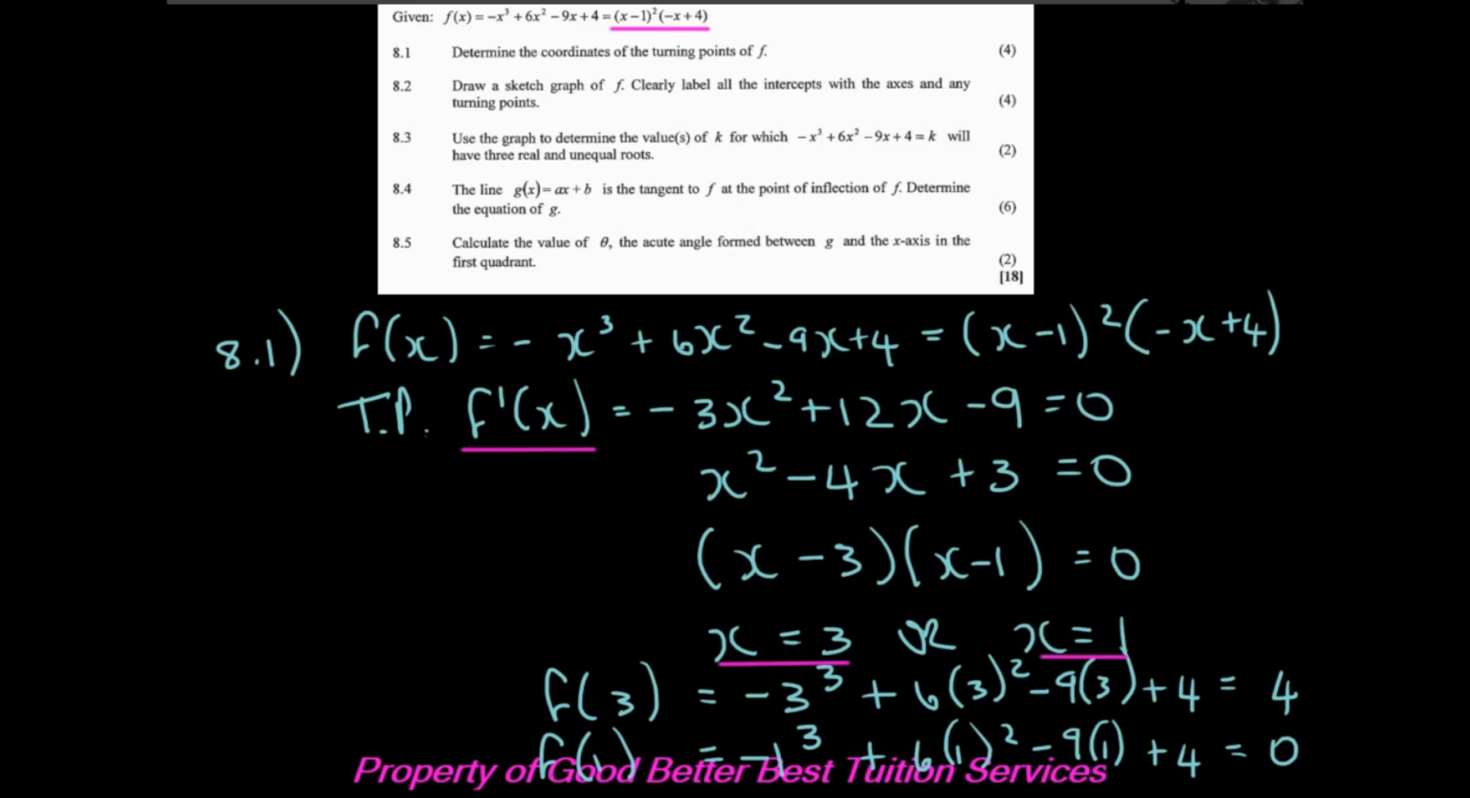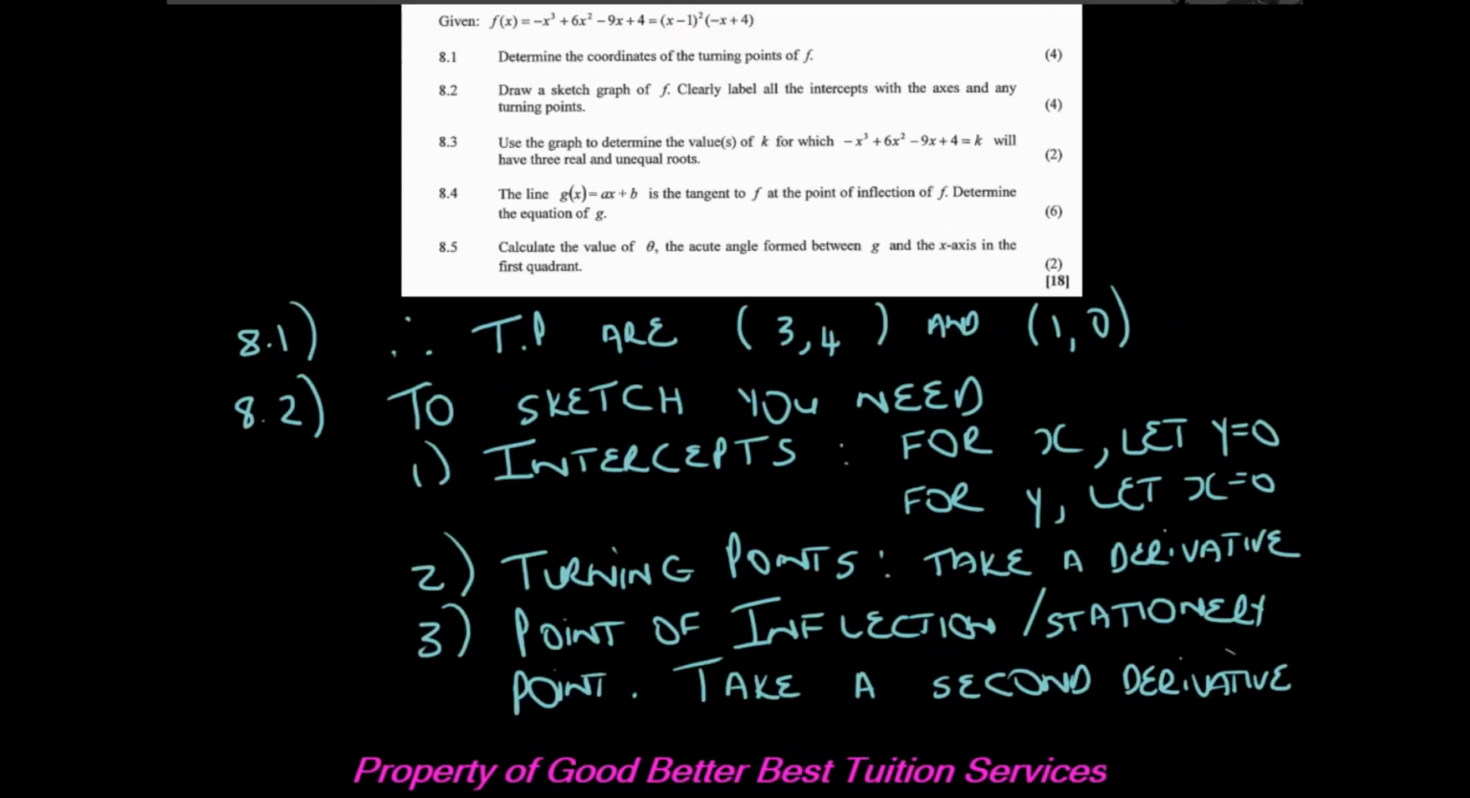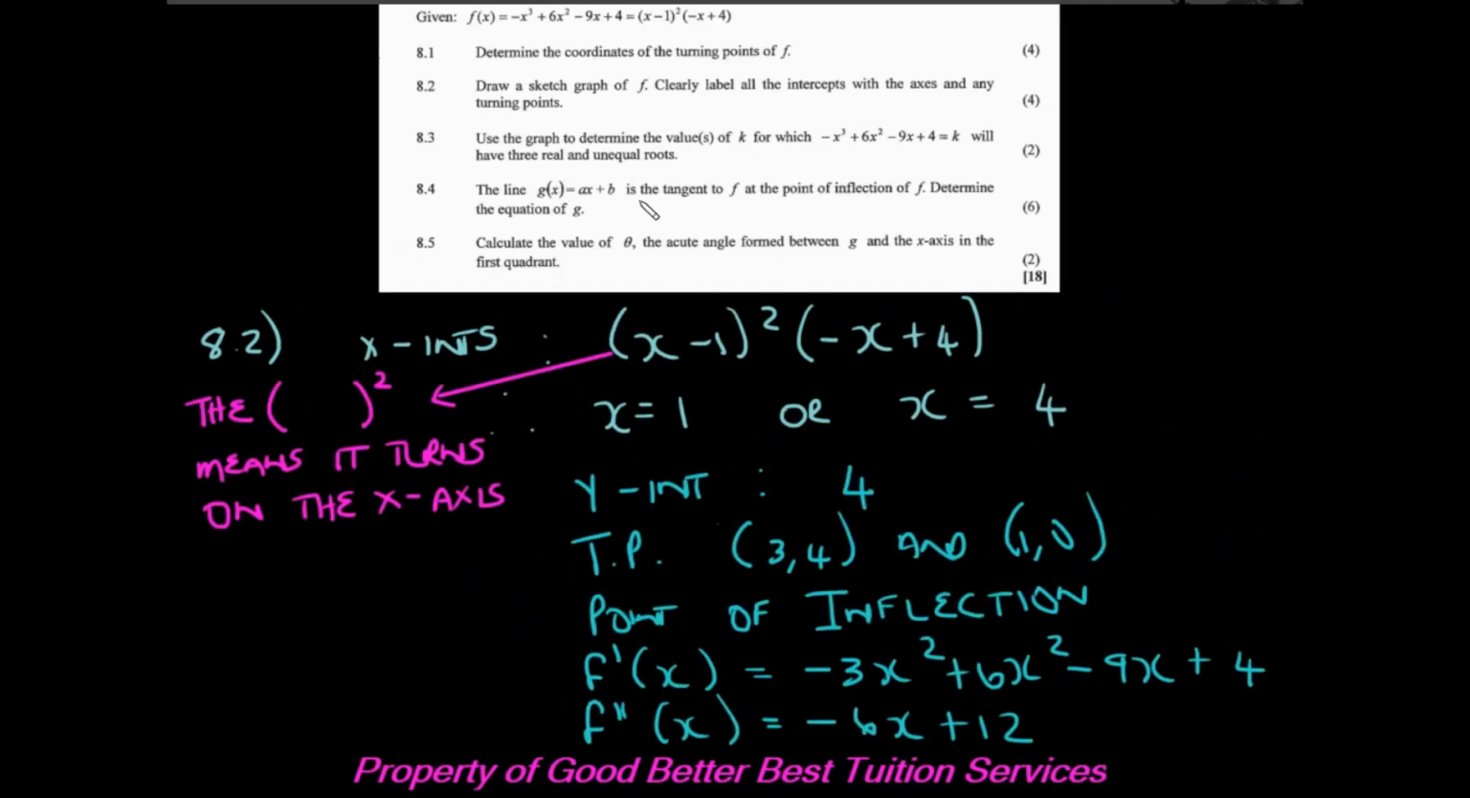Now they're asking us to sketch the graph. So our turning points are (3; 4) and (1; 0). To sketch the graph, we normally need intercepts. We need our x and our y intercepts, our turning points, which we've already got, and our point of inflection. For our x-intercepts, they've given it from this expression. This (x - 1)², this tells us that the graph will turn on that line. And then we have x is equal to 4. Our y-intercept is 4.